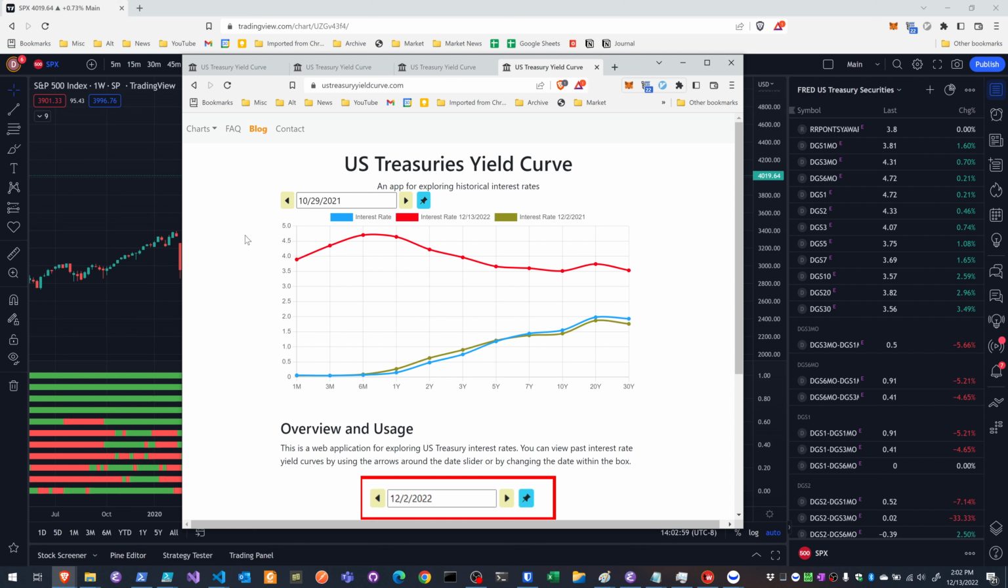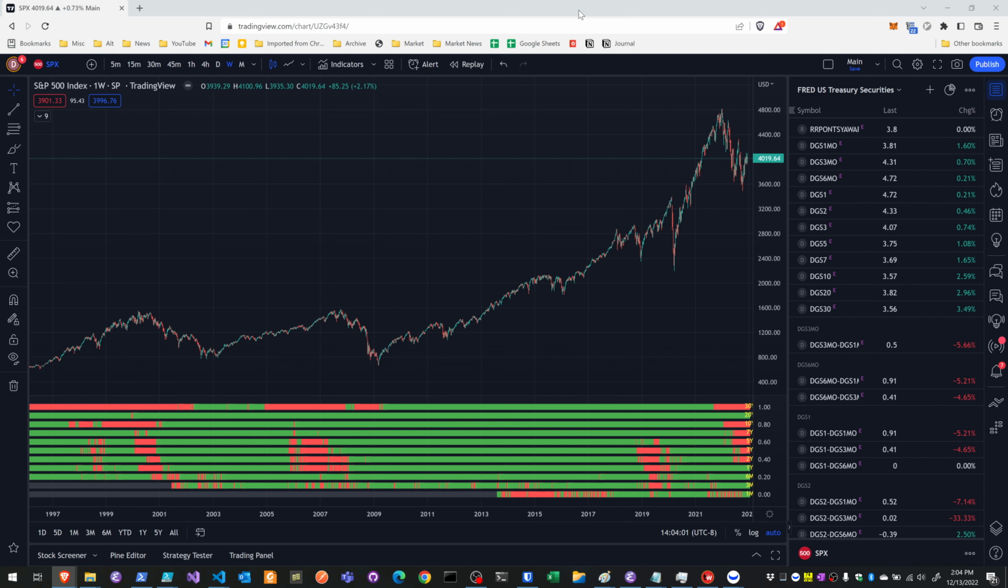The challenge here, though, is you're having to click through various dates to get a feel for what it did over time. You can snapshot it and get a rough idea, but it'd be nice if we could really see what the curve was doing with respect to inversion over time. Okay, so now we're on TradingView, and I have this indicator loaded down here. The idea behind this indicator is to show the inversions in the yield curve over time.